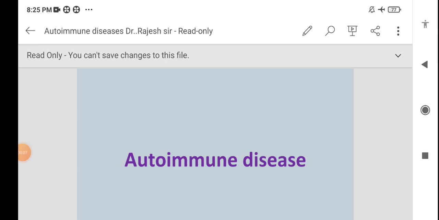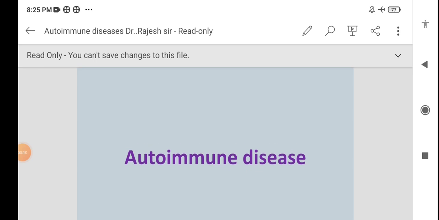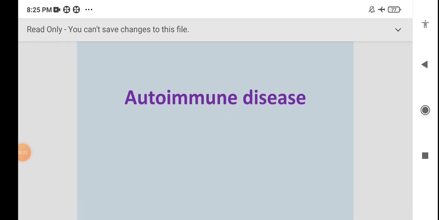Dr. Rajesh Patil here, dealing with today the pathology class. The title is Autoimmune Diseases. Nowadays, we are coming across a lot of such autoimmune disease cases, with more patients suffering from such diseases, including doctors. So, what could be the cause? What could be the background story for this?